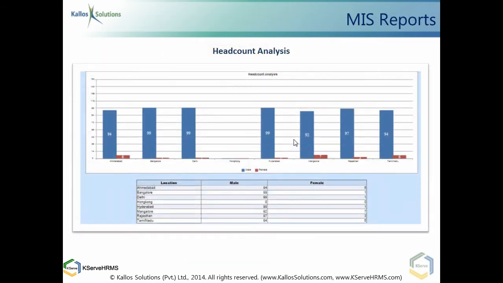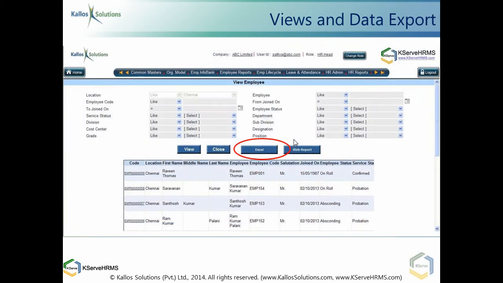Here are some sample MIS reports across the product. Across every transaction in KServeHRMS, there are views defined. In these views, you can choose what are the filters applicable, and based on this, the results are shown in a table-like format, which you can export to Excel, which means that you can get out any information out of the system at any point of time when you want.